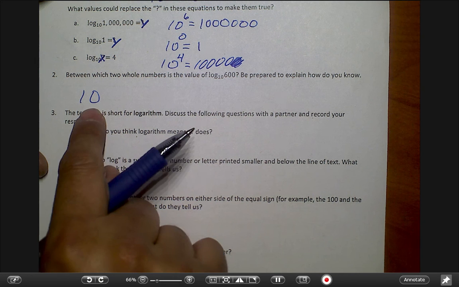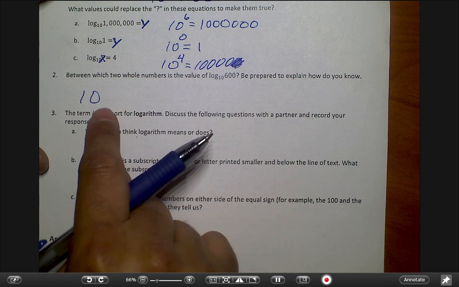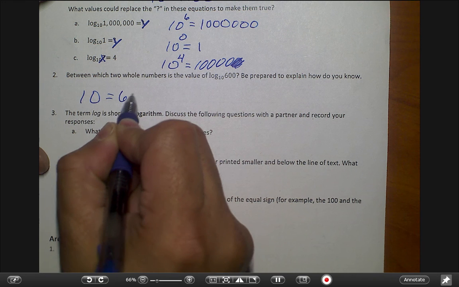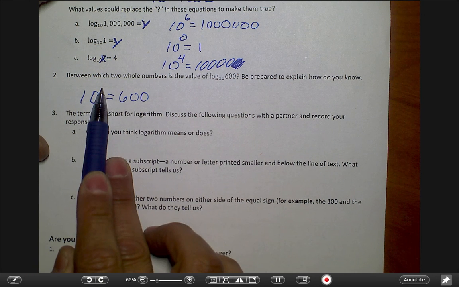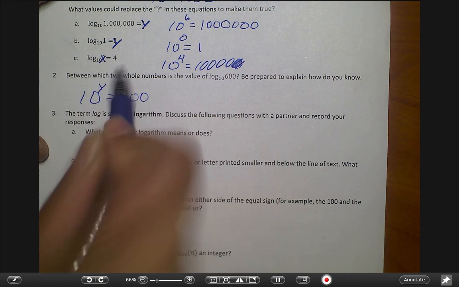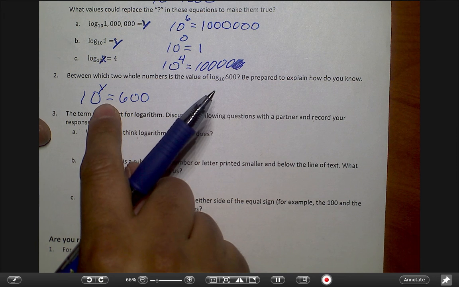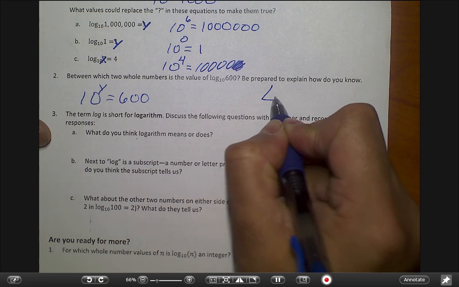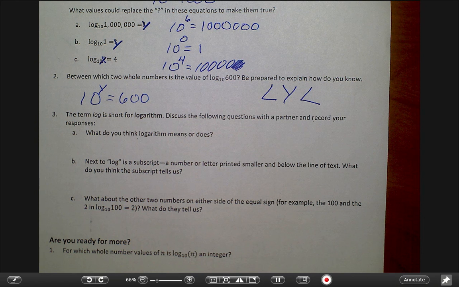I got 10 as my base. And then what is it supposed to be equal to? 600. It equals 600, right? So I'm looking for the y value here, right? If I go back to the format that I had, I'm looking for the y value. 2.7. Now, someone finally did get it. What'd you get? 2.7, right?